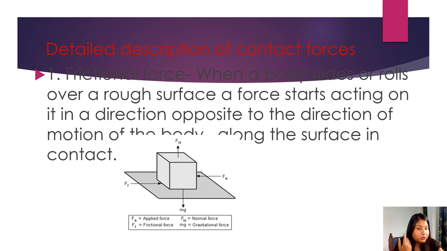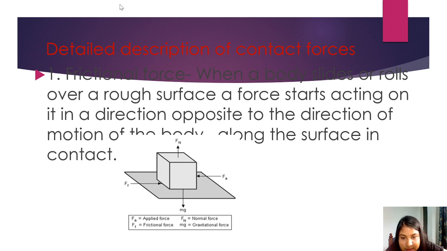You'll observe that after moving through some distance, the ball will stop. Why has it stopped? Because a force starts acting in a direction opposite to the direction of motion of the ball. So after some time it will stop because frictional force is acting on the body. That is basically a contact force because the ball and the surface both are in contact with each other. That's why frictional force is acting. So it is a contact force.